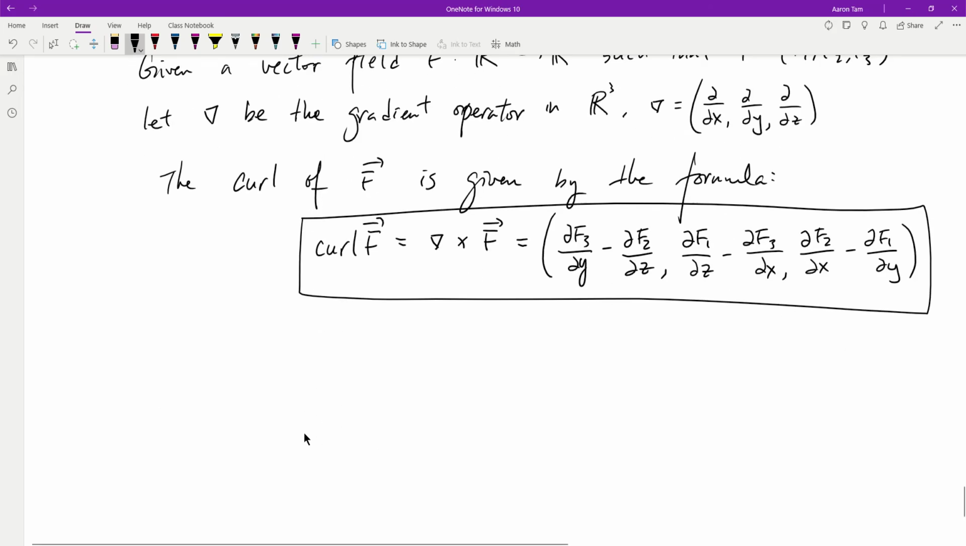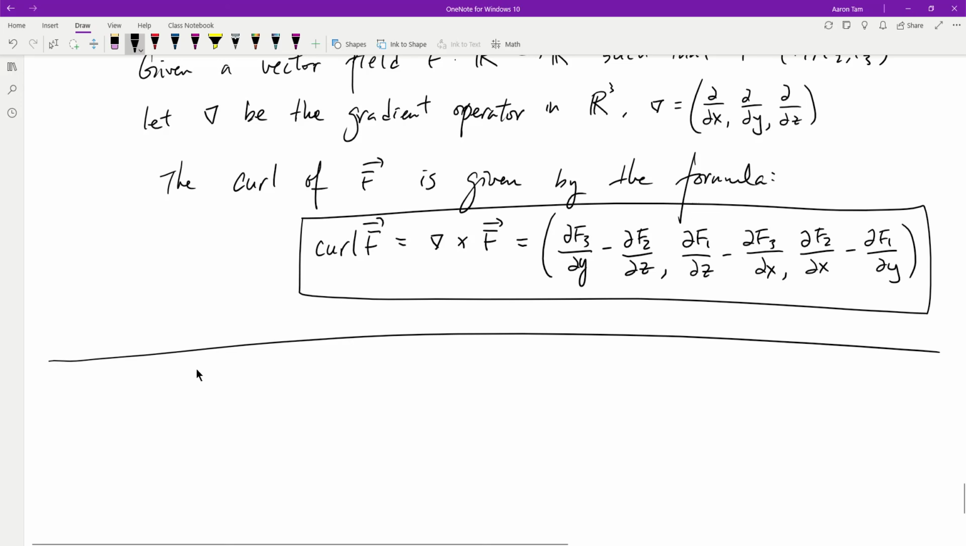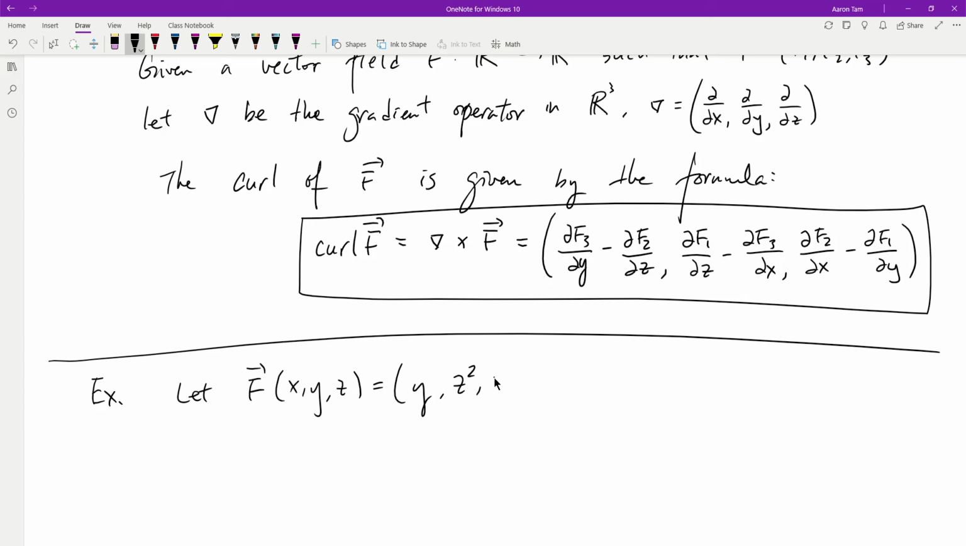Now, let me give you a very simple example to illustrate. Let's say we have vector F of x, y, z equal to y, z squared, x to the third. Then we're going to ask you to find the curl of vector F at the point (3, 2, 1).